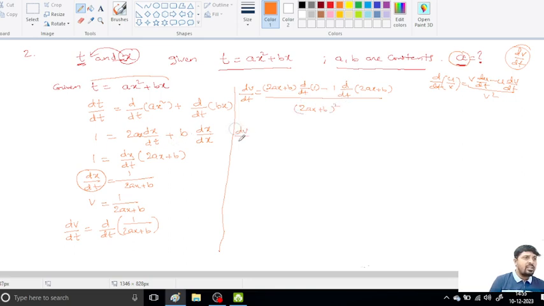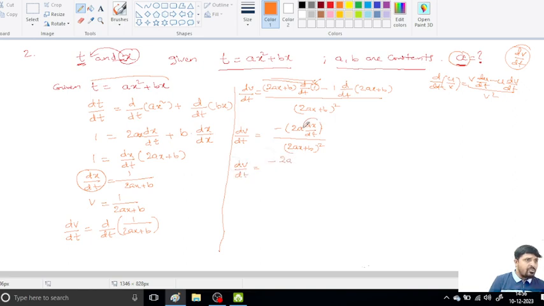So now dv by dt equals, differentiation of 1 is 0, that's why this entire thing is going to become 0. I am leaving it, minus 1 you can remove. d by dt of 2ax is 2a, dx by dt, and differentiation of b is constant, you can leave it, by (2ax plus b) whole square.